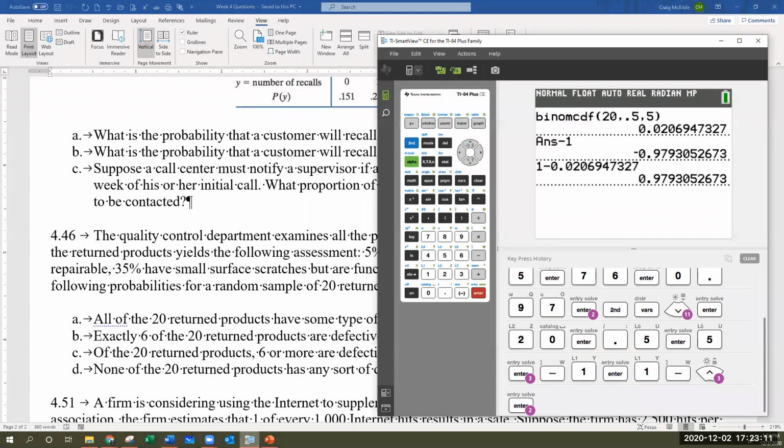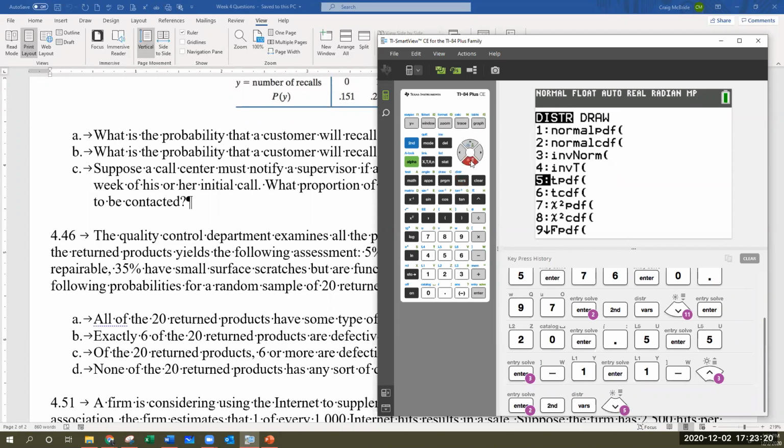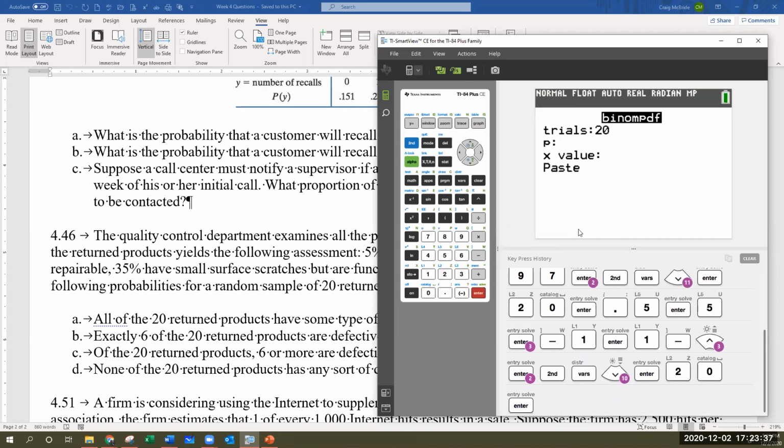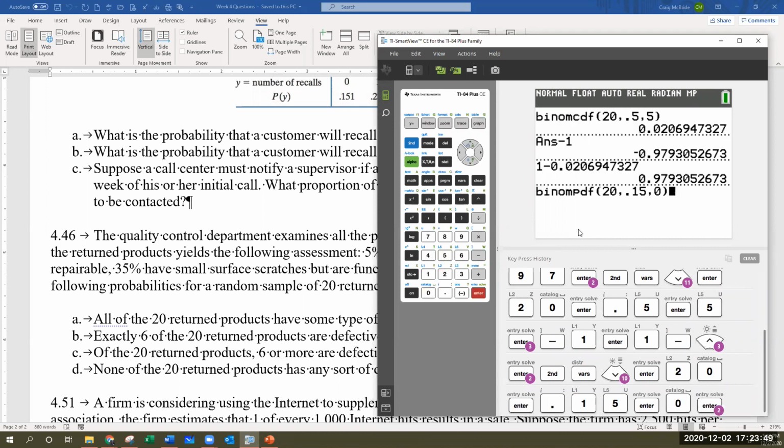So it just depends on which one you want to use, right? We can use the calculator and do second vars, which is the distribution. We're doing a PDF this time because we want to know exactly something. It's not a cumulative, it's none. So it means that exactly 0 have a certain characteristic. So we're going to choose this. Again, trials is 20. Now our probability of a success is 15% because only 15% of them had no defects whatsoever. And we want to know the probability that exactly 0 out of 20 happened that way. There it is, 3.8%, right?